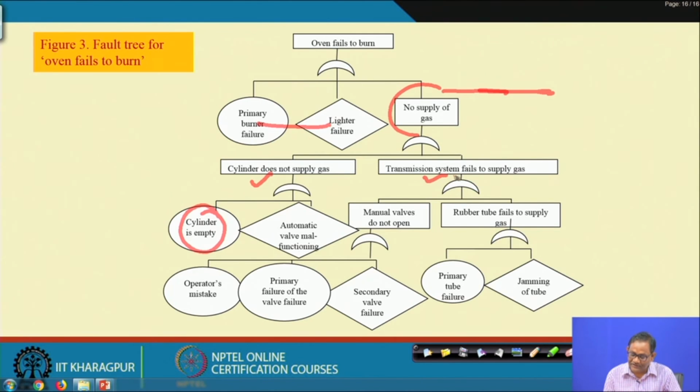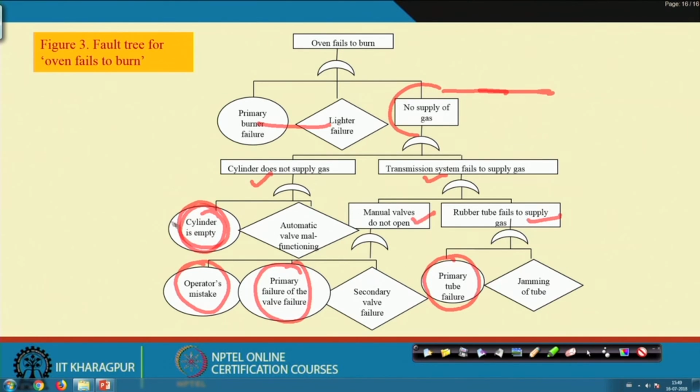and this one, transmission system fails to supply gas: manual valves do not open, rubber tube fails to supply gas. So, rubber tube failure is a primary failure. These are all circles. Okay. So, here also primary failure. That means this is one circle, this is another circle, this is another circle. So, 1, 2, then 3, then 4, then 5. So, these are the 5 circles, meaning 5 component level failures.